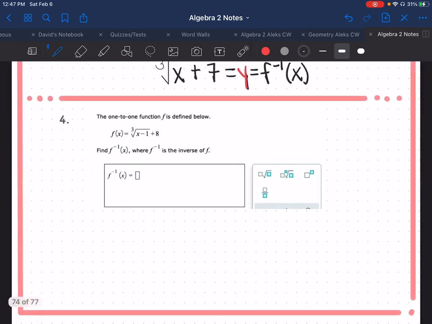You do have a fourth question on today's assignment. It's another find the inverse. So you have a one-to-one function, f defined below, but notice this time you start with the cube root. We start with the cube root of x, and they want us to find f of -1 of x, where f of -1 is just my inverse. So I'm going to change f of x to y and just copy down everything else.